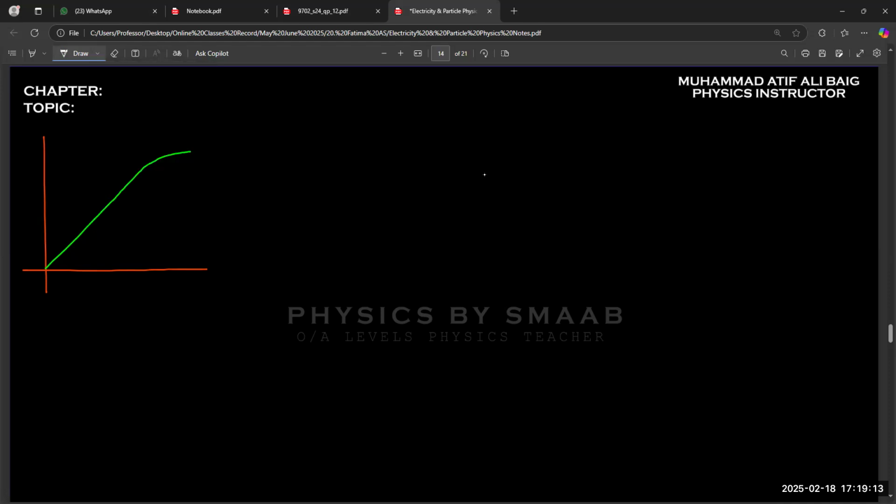For example, on the x-axis, we are using extension. On the y-axis, we are using load or force. So in this graphical representation, we get a straight line up to a certain point. So this is one point. And after this point, we get a curved line. So for example, starting from origin, if we consider O the origin, this point A, this point B.